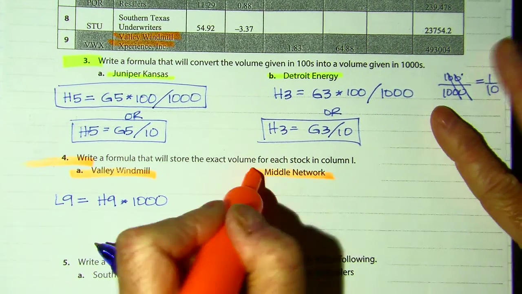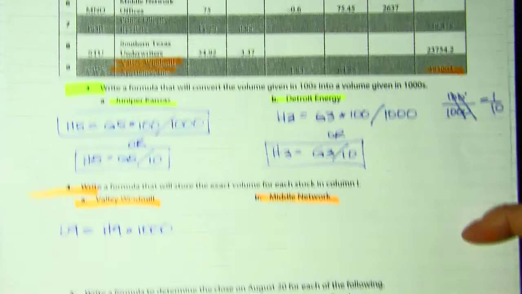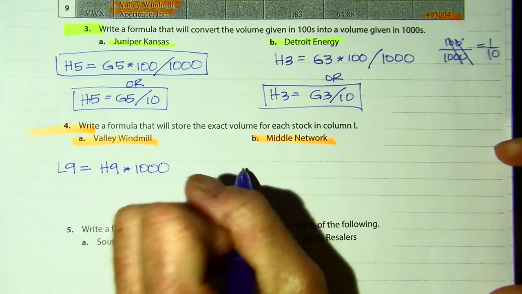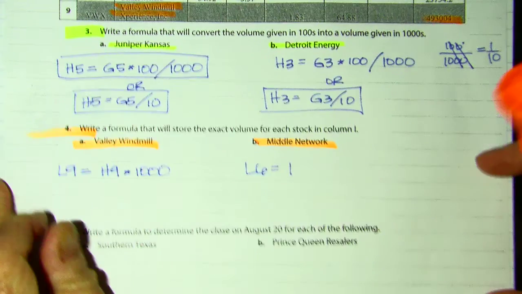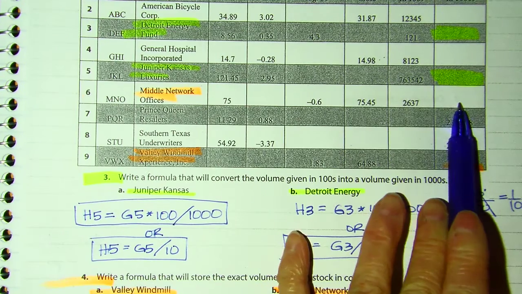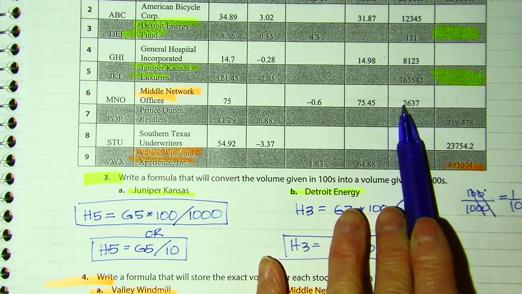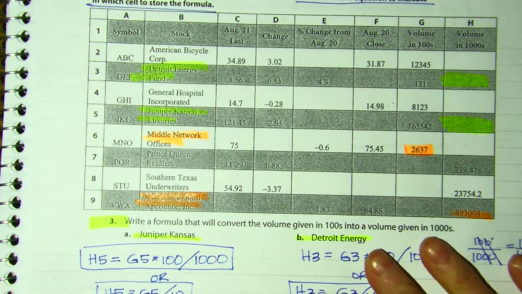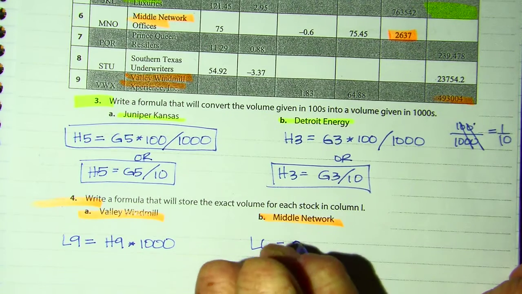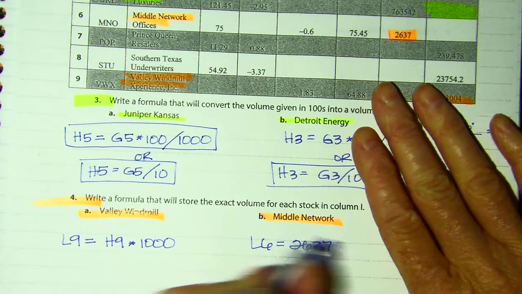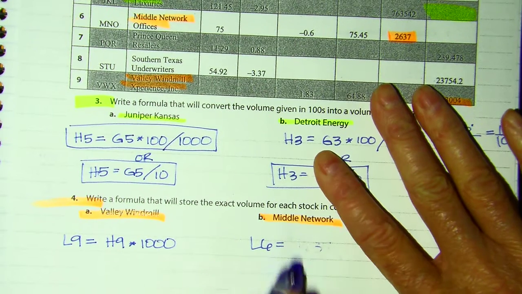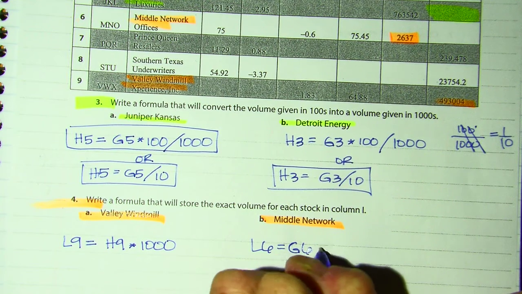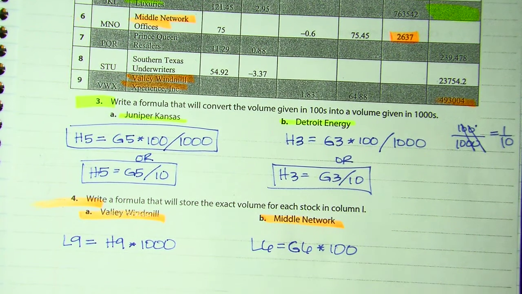So let's go to Middle Network. Sorry, I used that. Middle Network is in row 6. So L6 equals, and in this case, I don't know H6, so I'm going to use a G, because that's what they gave me. And it says volume in 100, so I would then put times 100. So 2637, whoops. We don't want to use numbers, we want to use cells. So this is G6 times 100.